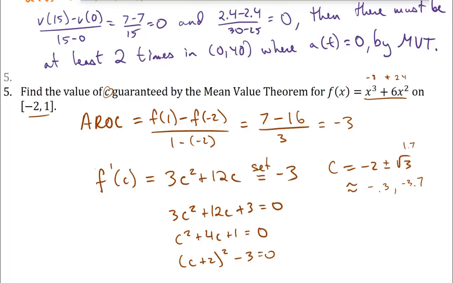I can stop right here, but the reason I'm checking that is because I need to verify that if I have more than one value here, they are inside this open interval, not at the endpoints, and not outside that interval. So at both of these values, the slope is equal to negative 3, but that doesn't mean that both of them are values guaranteed by the mean value theorem. So this one is outside the interval, so I'm not going to count it. So I only have negative 2 plus root 3 as my answer. So c is equal to negative 2 plus root 3, and that is my value of c.